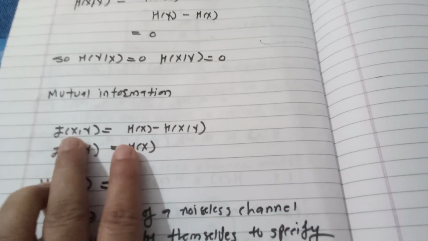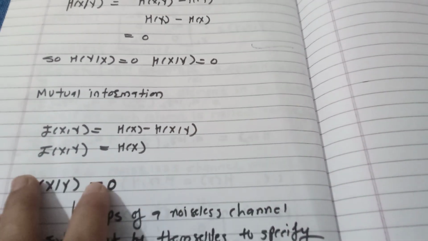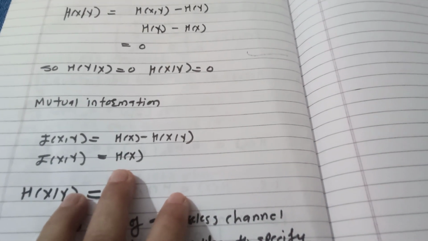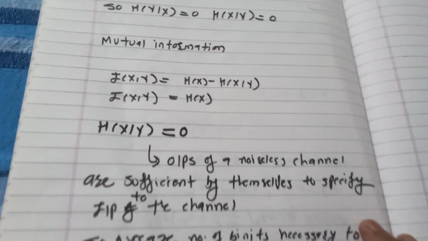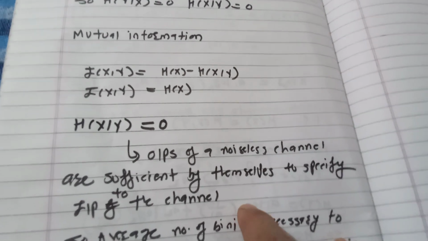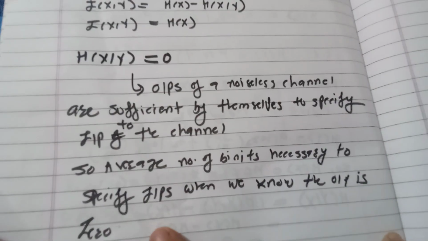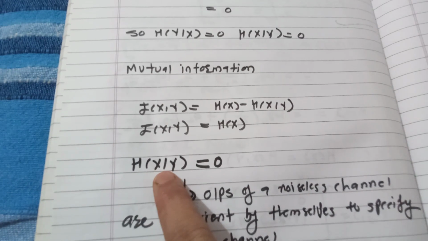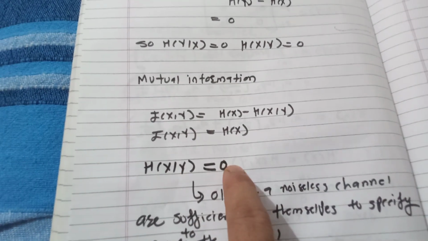So what is the mutual information? I(x,y) is equal to H(x) minus H(x given y). Now H(x given y) is equal to 0. So I(x,y) is equal to H(x) for the noiseless channel. So what is the meaning of H(x given y) being 0? It means that the outputs of a noiseless channel are sufficient by themselves to specify the input to the channel. What is entropy? Entropy is the average number of bits necessary to represent the input when we know the output. That is equal to 0.